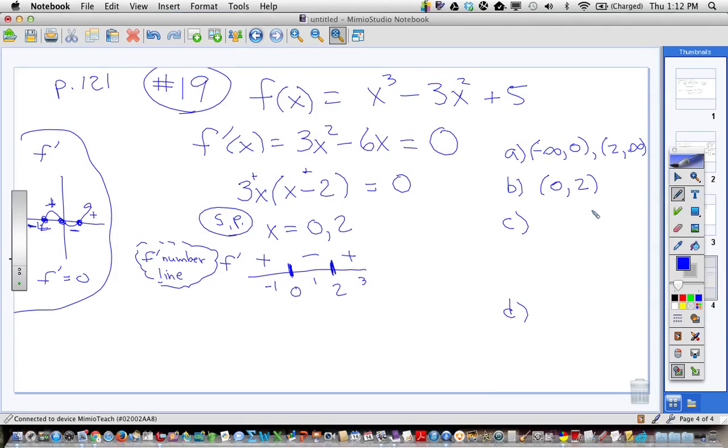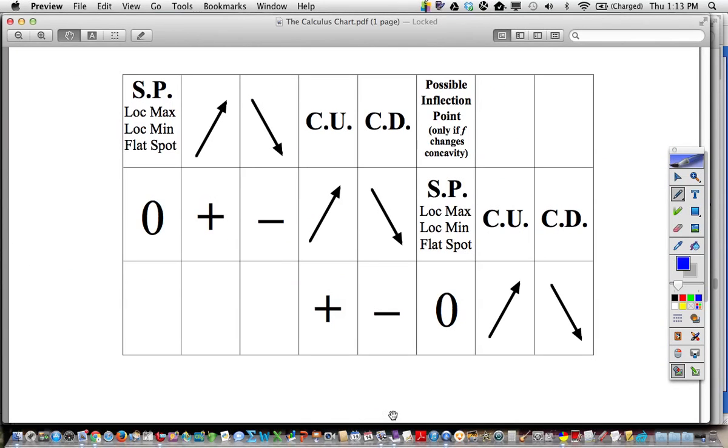Okay, it's decreasing from 0 to 2. Now you notice I left myself kind of a gap here on C. And that was on purpose. We're supposed to do local max, right? Is that right on C? Now, the AP tests are very specific. Matter of fact, if you pulled out that packet I gave you at the beginning of the year, they have a whole section on the use of F prime number lines and doing local max and min and inflection points, stuff like that.